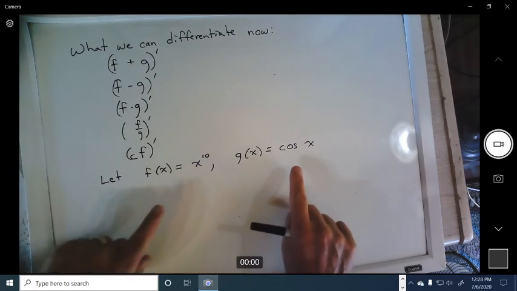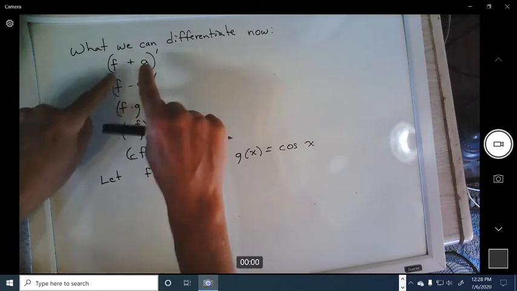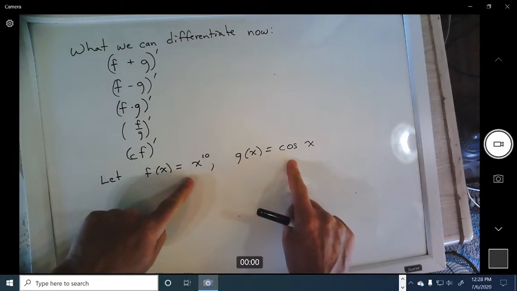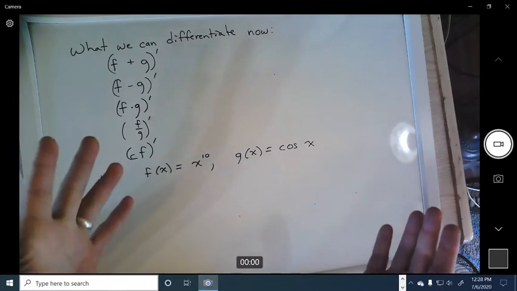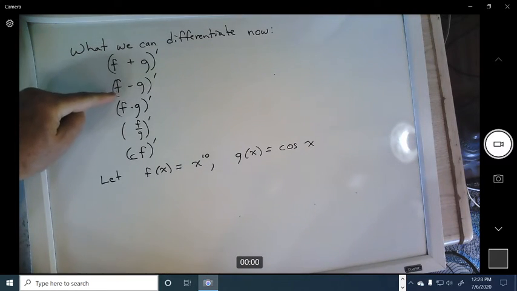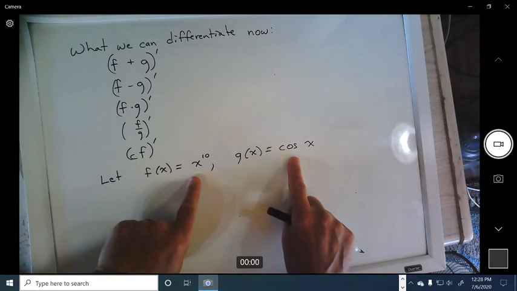Now, if that was the case, I could take the derivative of these two added together, because I just take the derivative of that plus the derivative of that. It would be 10x to the 9th minus the sine of x. And I could do every single one of these, combining these two together.